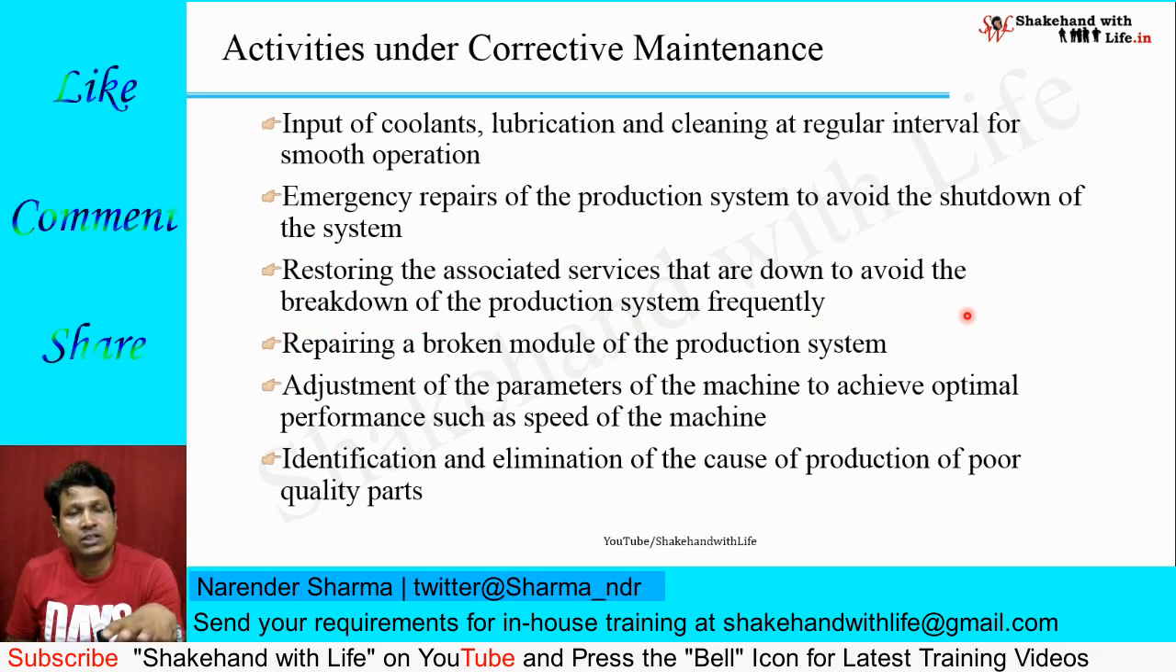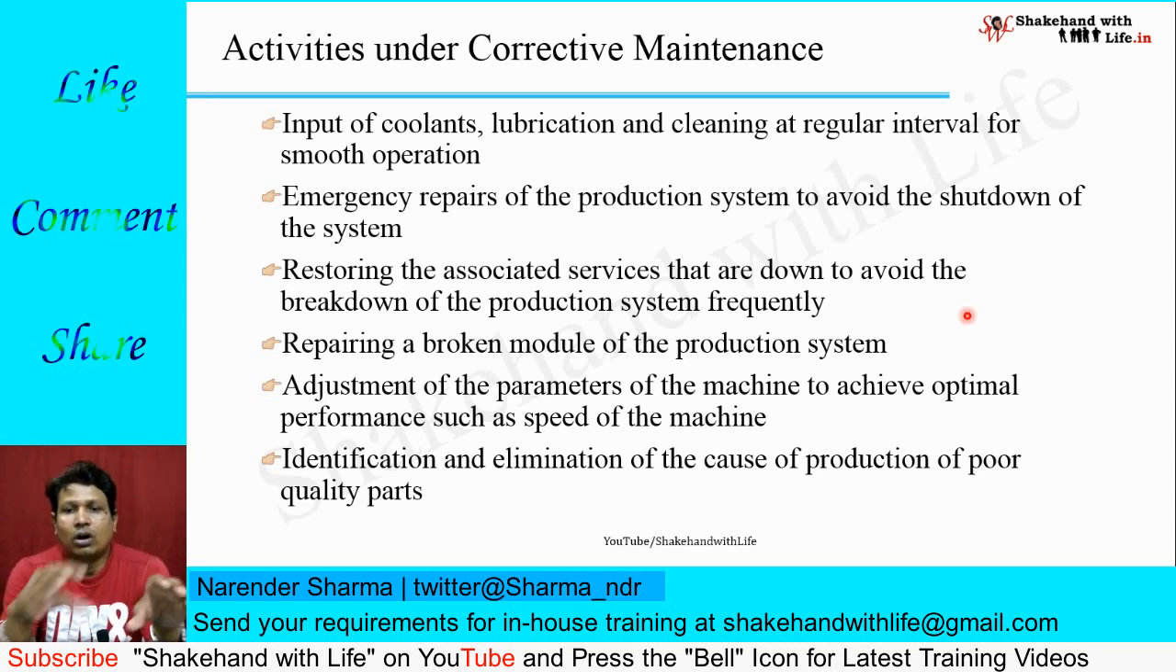All the associated activities such as the power, the blower, the air pressure, or the water supply, with the help of these the production system is running in a proper and smooth way. The maintenance team must ensure that these are provided to the production system in a continuous manner. If any of the activities goes down for any cause, that must be restored as soon as possible by the maintenance team.